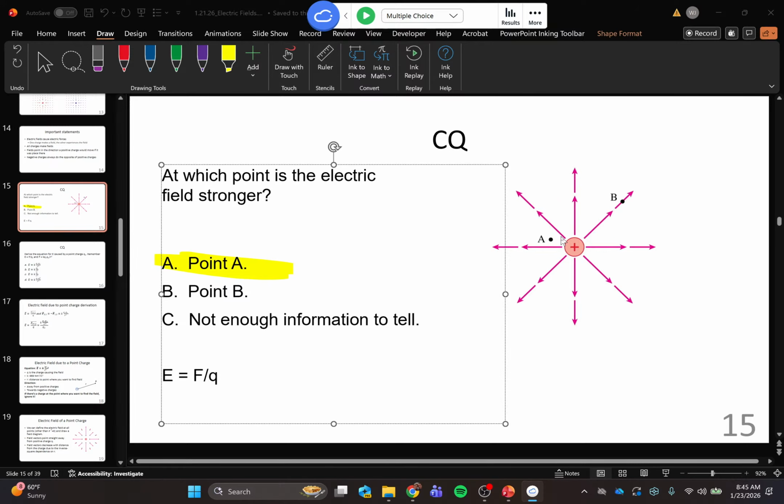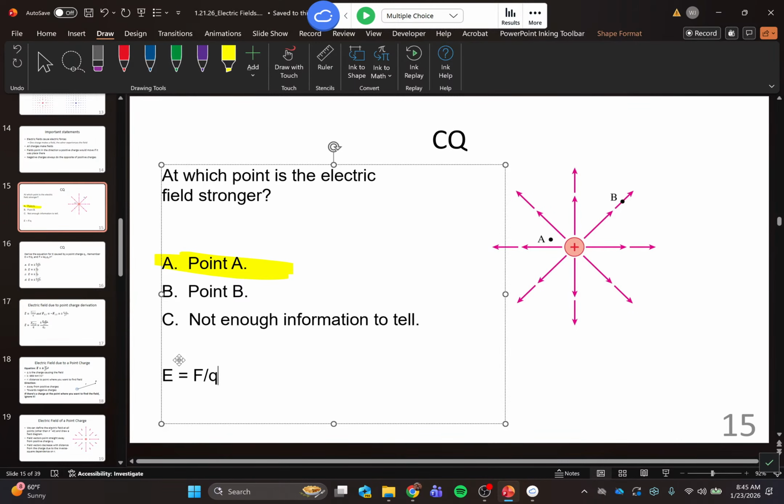But this one, you're like, but it's not on an arrow. Remember, this is everywhere. These arrows are everywhere. I can't draw an infinite number of arrows on here. This field is at every single point, every single place around it. The closer you are, the bigger those arrows.